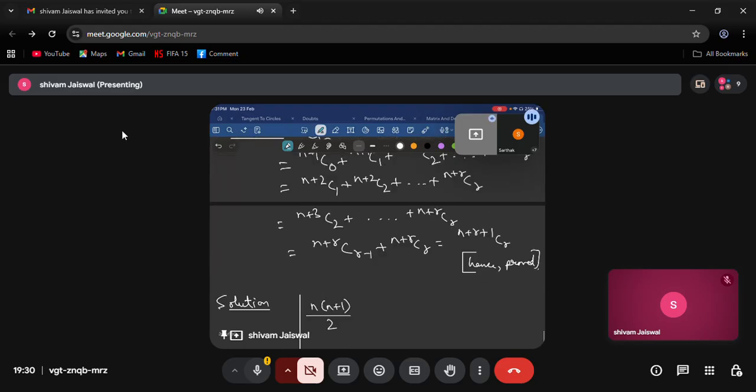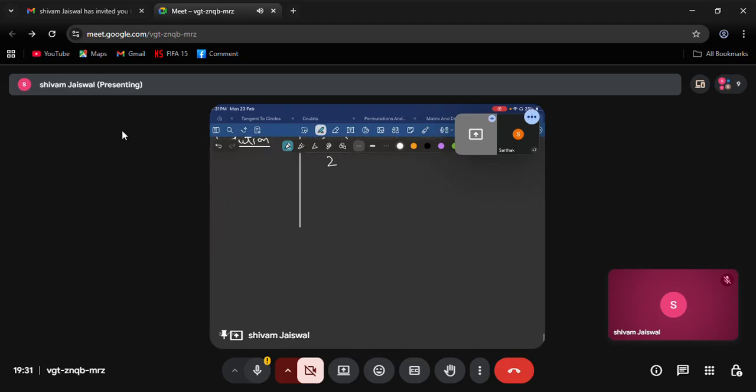And what is summation of k equal to 0 to n, nCk into k square? What is the first term? nC0 is 0 only. First term is 0. What is the second term? Second term nC1 into 1 square, plus nC2 into 2 square, and so on. But let us not solve it like this.